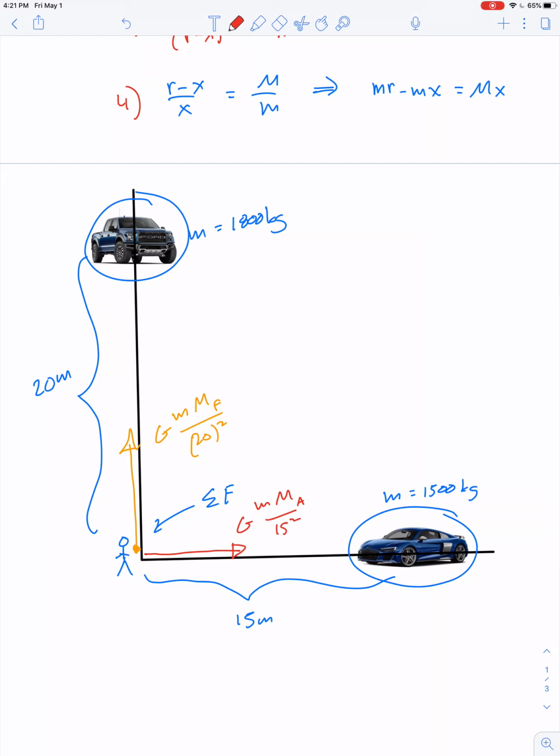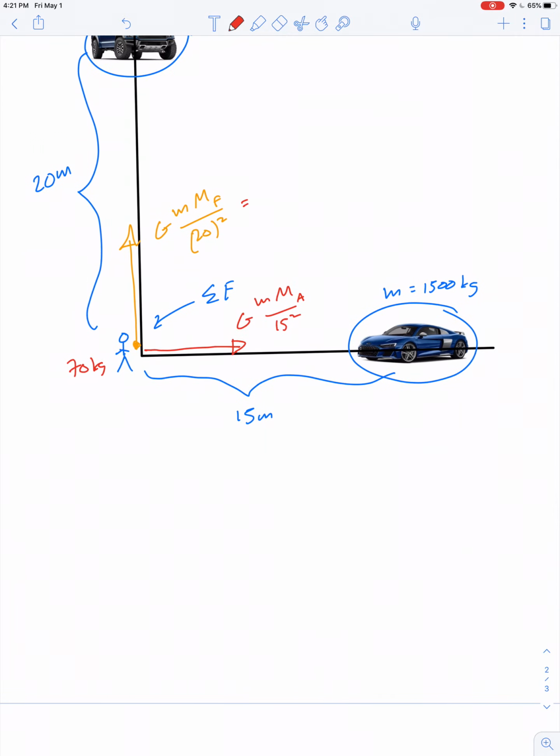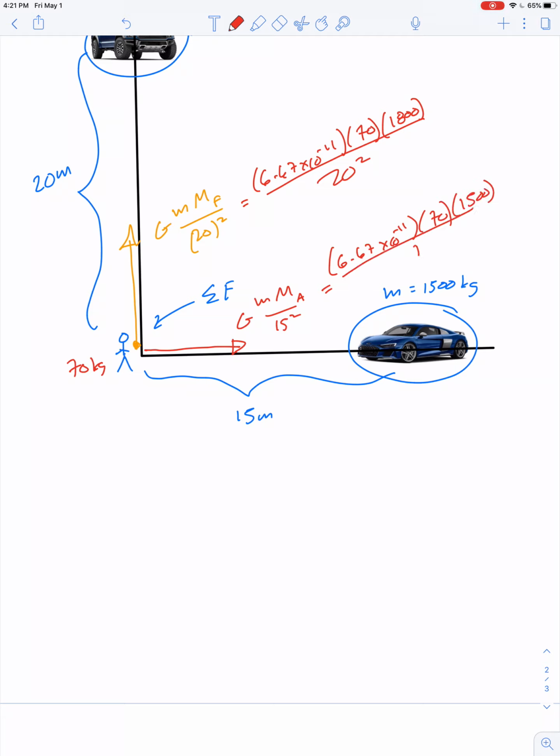So let's say your mass is 70 kilograms. So this is 6.67 times 10 to the negative 11th times 70 times 1,800 divided by 20 squared. And the other force is 6.67 times 10 to the negative 11th multiplied by 70 times 1,500 divided by 15 squared. So again, grab your calculators and see what you get.